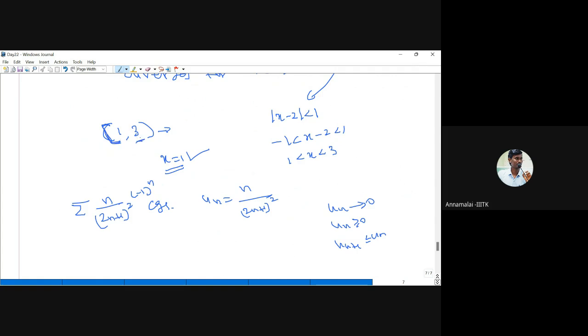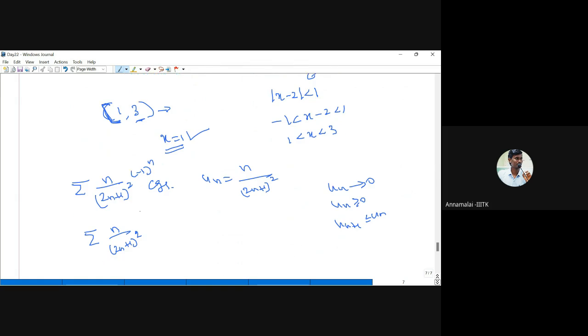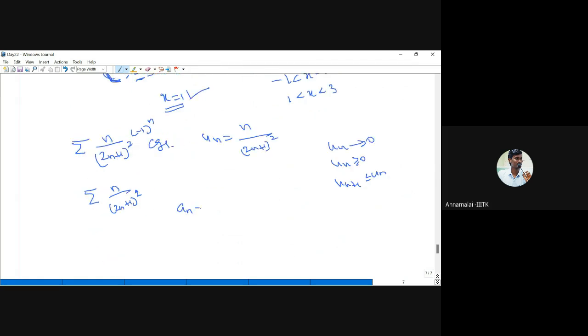Now substitute x equal to 3, then the series becomes 3 minus 2, that is 1. Therefore, we get n by (2n+1) whole square. Substitute x equal to 3, we get this. Now we have to check whether the series converges or not. So what is our a_n? If we take n outside and then cancel, we get 1 by n into (2 + 1/n) whole square. Now choose b_n equal to 1 by n.